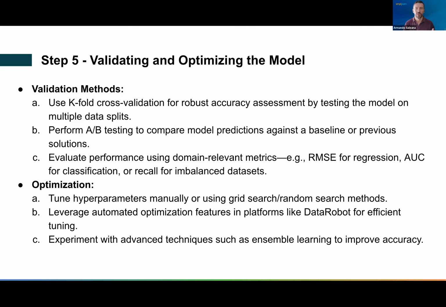K is a number, it's an integer. Then the model is trained on all of them except one, and then you use that one to validate the model through different partitions. Okay, this repeats k amount of times. Okay. So this provides a very robust assessment of model performance across different data segments.